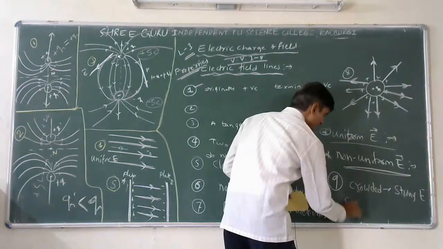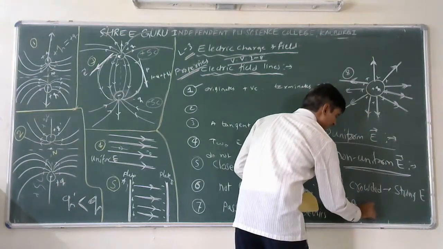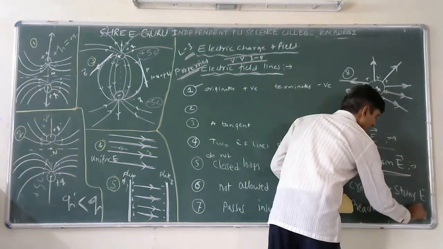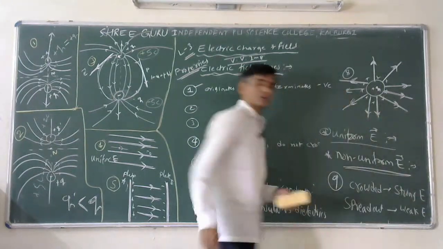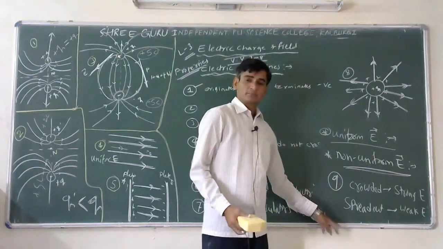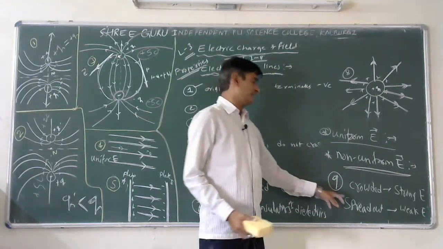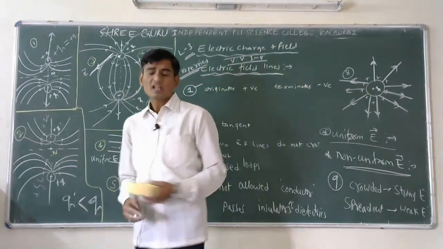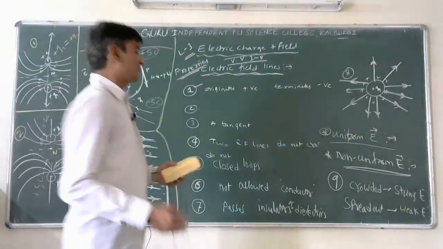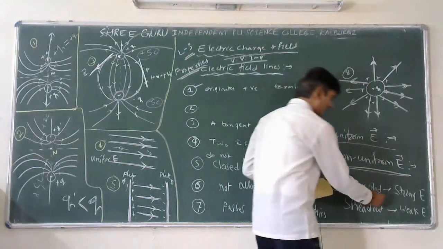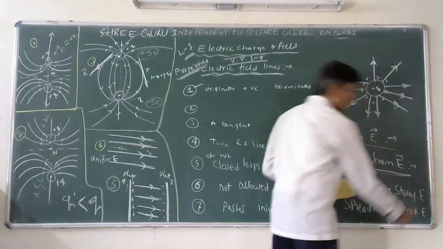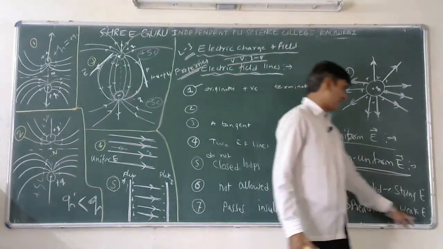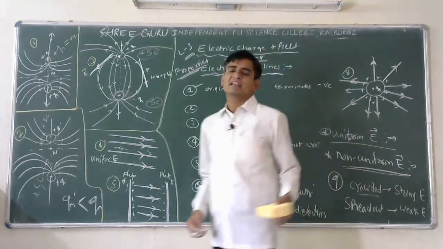And they are spread out. Electric field lines are spread out in the region of weak electric field. See here, this is one of the important properties of the electric field lines. What is that property? The electric field lines are crowded in the region of strong electric field, and electric field lines are spread out in the region of weak electric field.